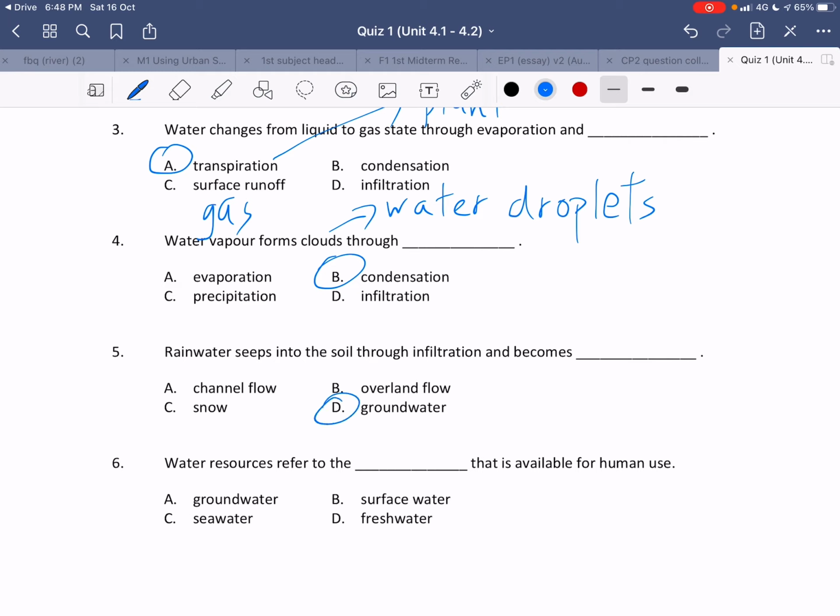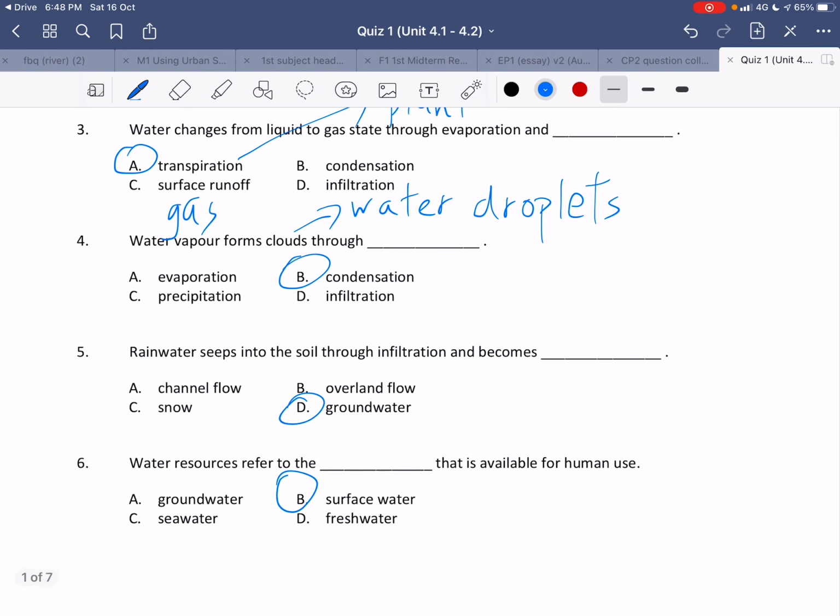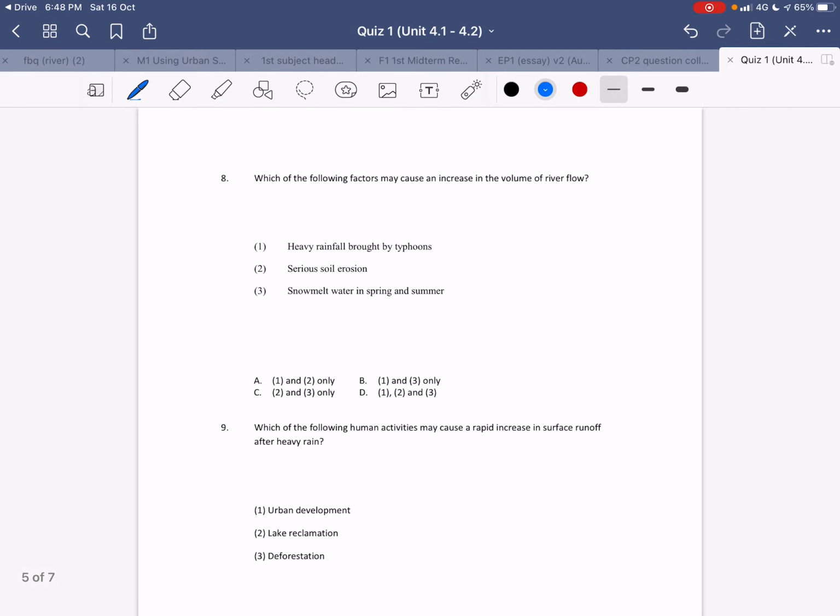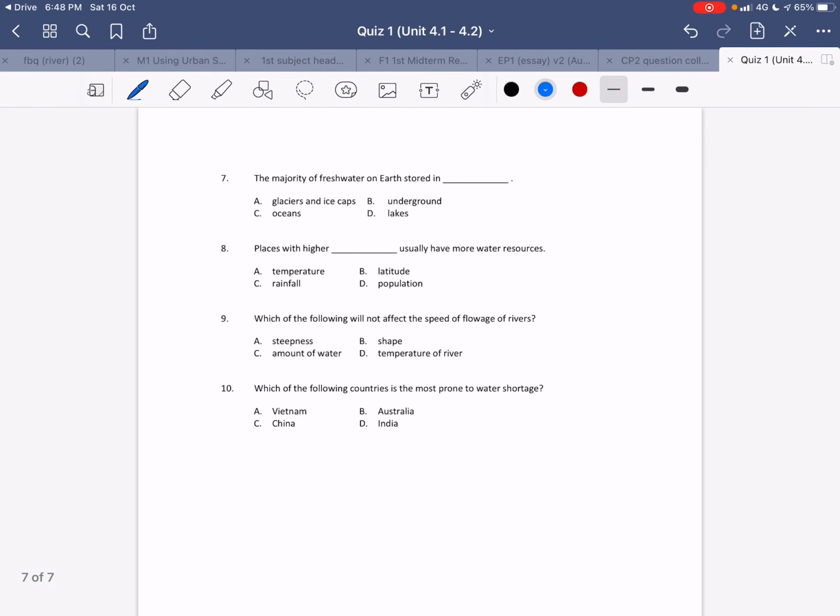Okay, becoming groundwater. Water resource refers to the fresh water or surface water. It should be the surface water. Why? Because fresh water is very general, and it may include underground water, if we are not going to extract it from the well. Okay, so surface water. Next, and sorry, I don't know why I merged quiz 2 right here.